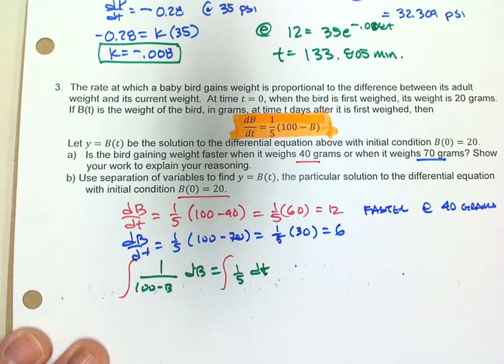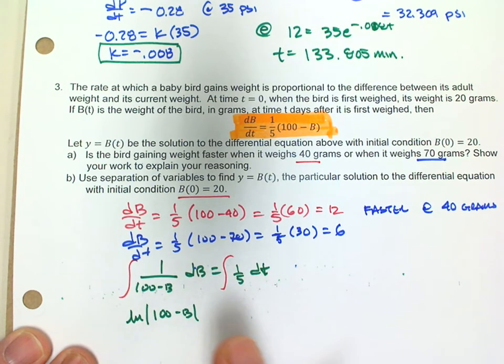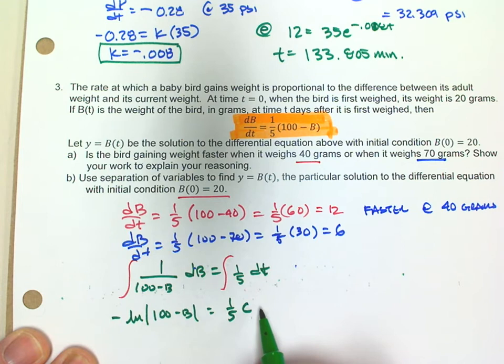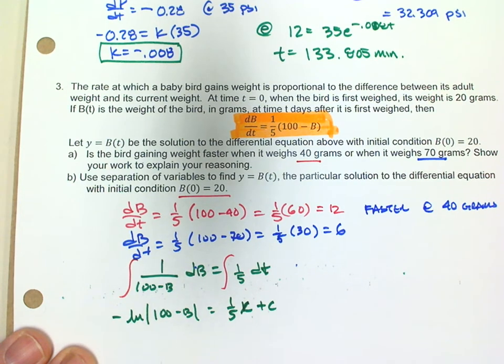We can take our antiderivative. Be careful, we have a chain rule on this. So yes, this will be the natural log of the absolute value of 100 minus b, but think about the derivative of the inside here. That's going to give us a negative. That's going to equal 1/5 of t, plus our buddy c.